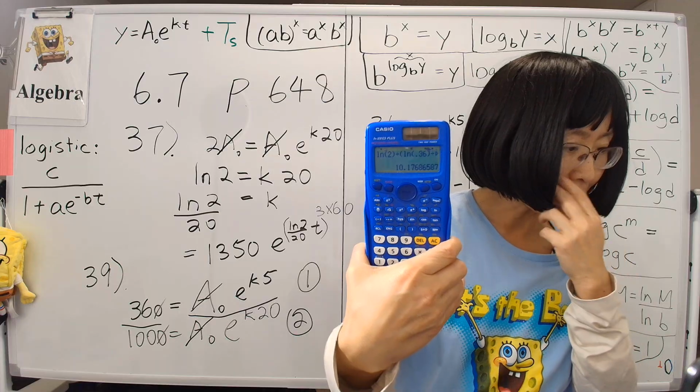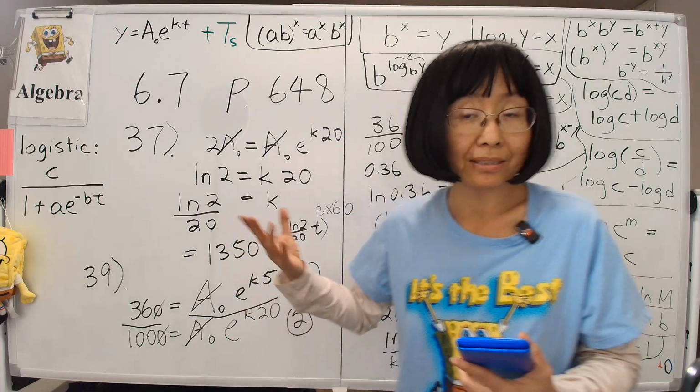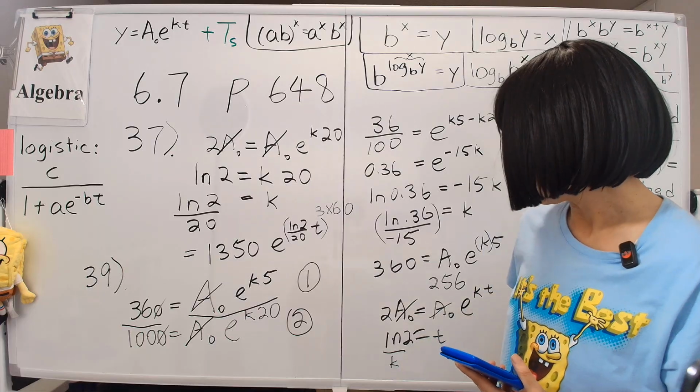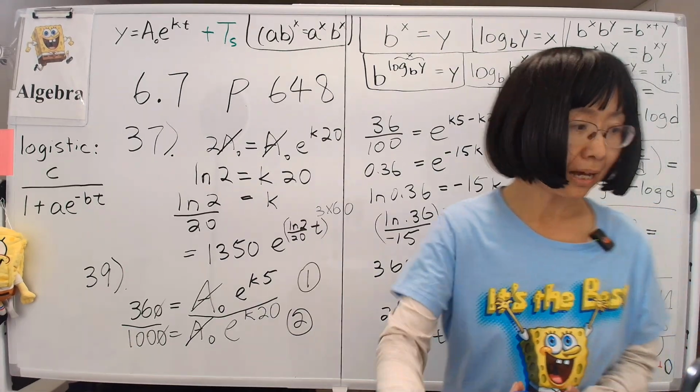So 10.17 is the answer because the book says about 10 minutes. So doubling time is about 10 minutes. 10.17 is, yeah, close enough. So that is the answer to the second part of problem 39.